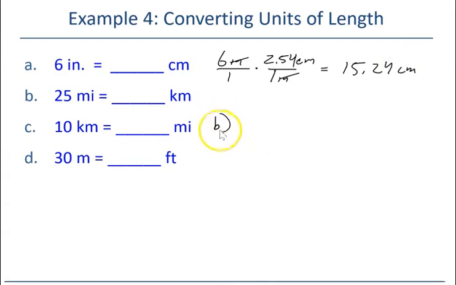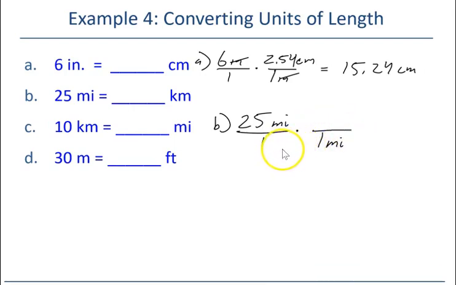Well, that's how we do one, and let's do one more here. We'll do B. I'm going to mark that as A. We're not going to do all these, but we'll give you some examples. So I've got 25 miles. I'm going to put that over 1, because remember, I like to see everything as fractions. Well, 1 mile is how many kilometers?